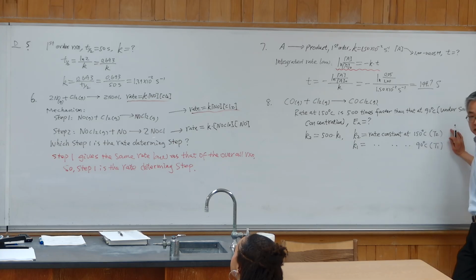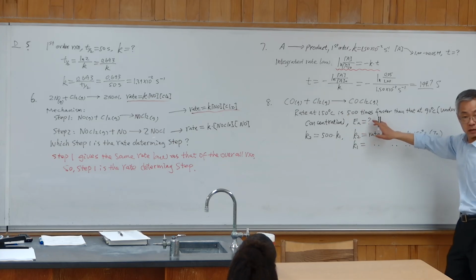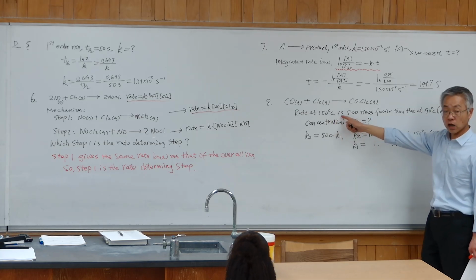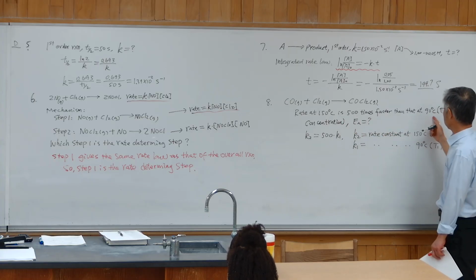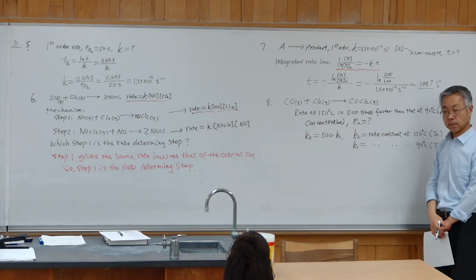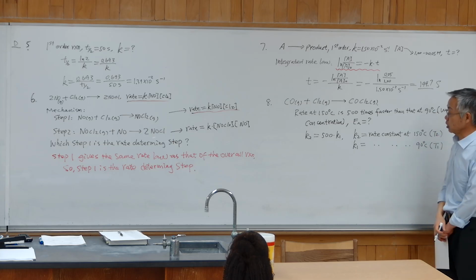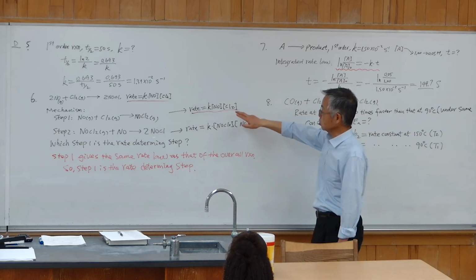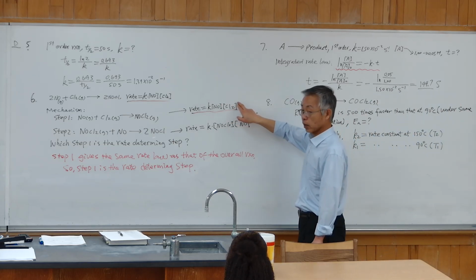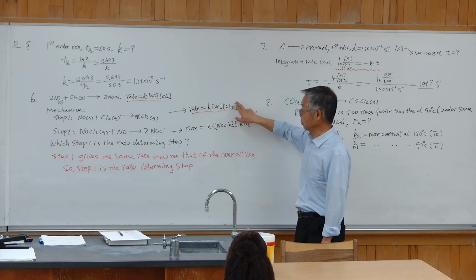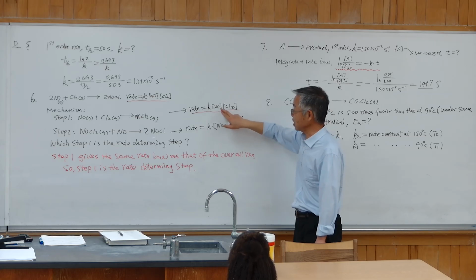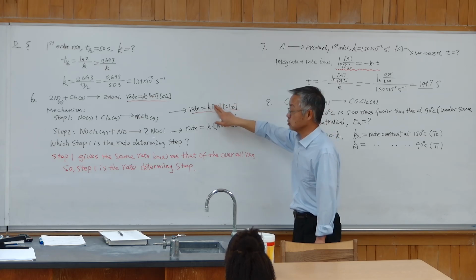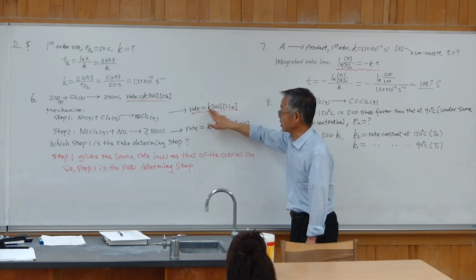Okay, can you understand this statement? The rate at 150 degrees Celsius is 500 times faster than that at 90 degrees Celsius, under the same concentration, and the rate law looks like this. Of course, this is X, this is Y. It could be not 1; it could be X and Y and a number. But since the concentrations are the same, you don't need to care about this part. So rate only depends on this K.